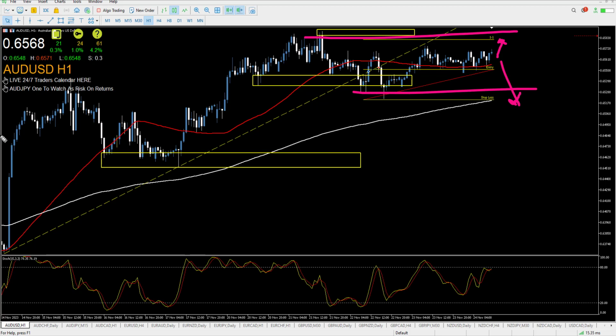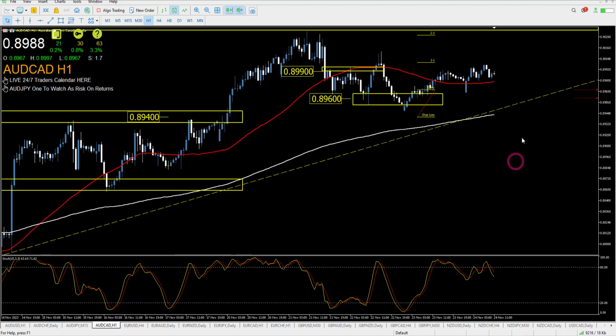So at the moment, I think if you are in this position, you are close to a one-to-one target. I think if it got to the highs here, I'd happily bank that and walk away from that position. Let's just hop quickly over to Aussie CAD then.